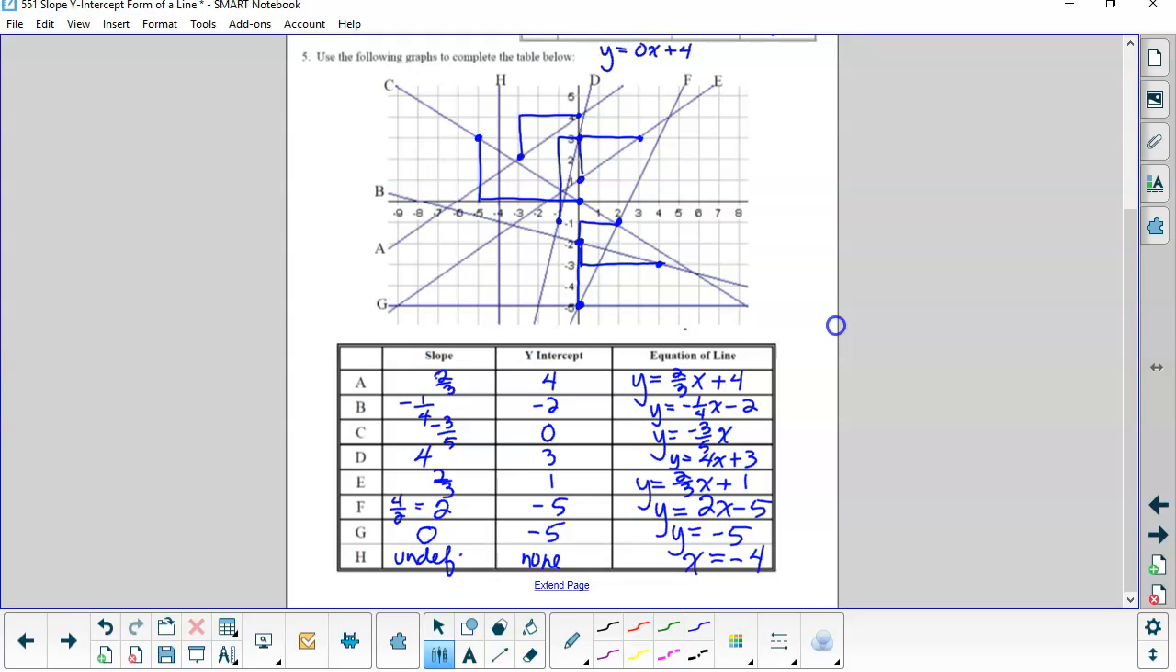This means it doesn't matter if you're looking at the vertical line, it doesn't matter what y is. X is always -4. So -4 for x, 2 for y. -4 for x, 10 for y. -4 for x, 0.3 for y. Gets you all of those points. Okay.